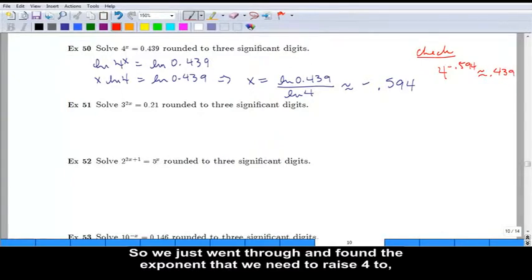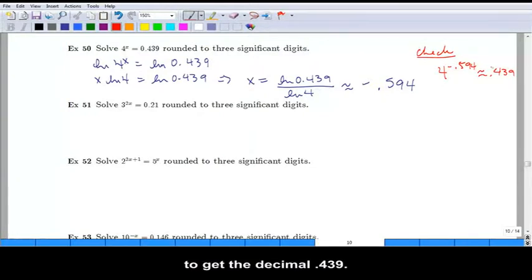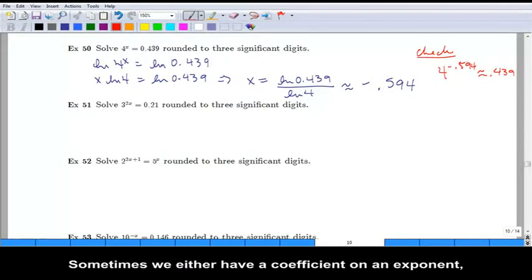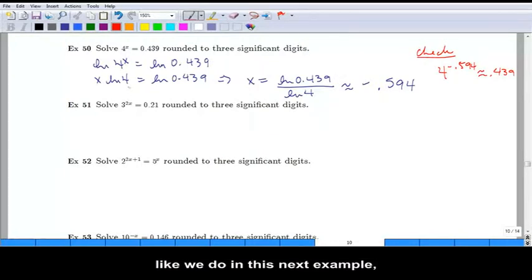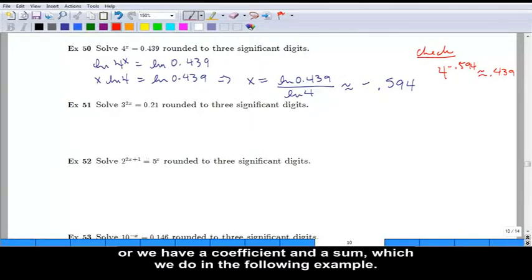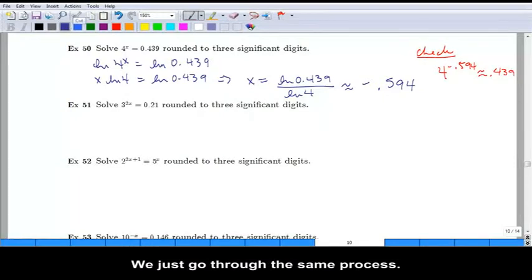So we just went through and found the exponent that we need to raise 4 to get the decimal 0.439. It's not always just a single exponent. Sometimes we either have a coefficient on an exponent, like we do in this next example, or we have a coefficient and a sum, which we do in the following example. We just go through the same process.